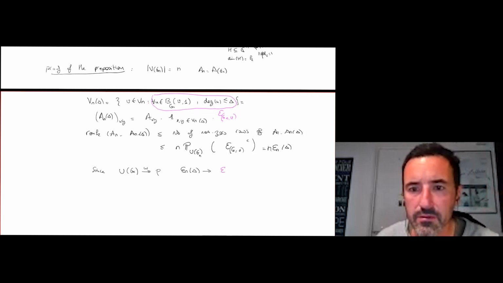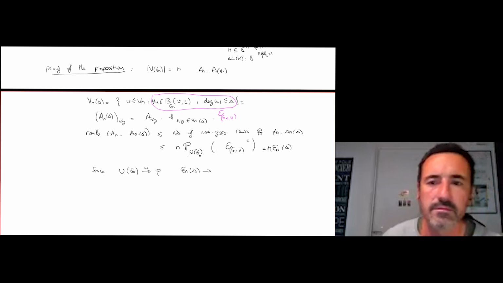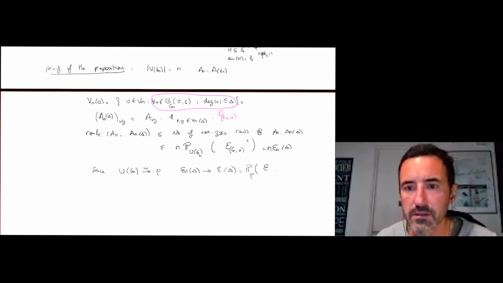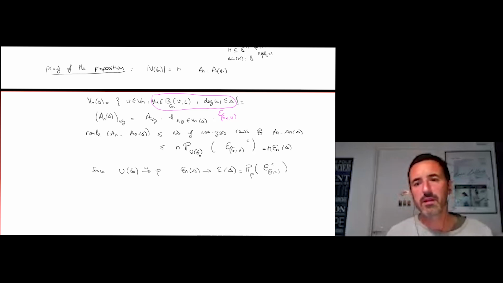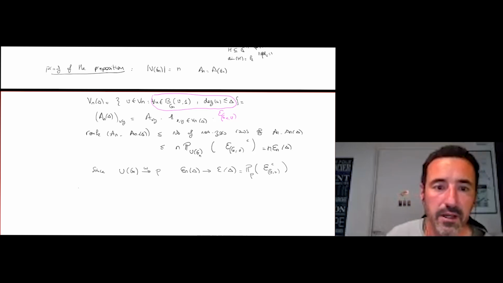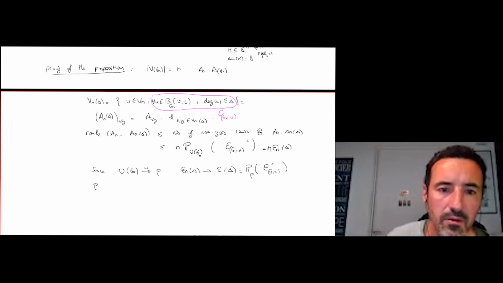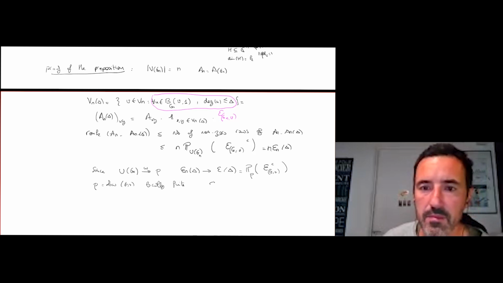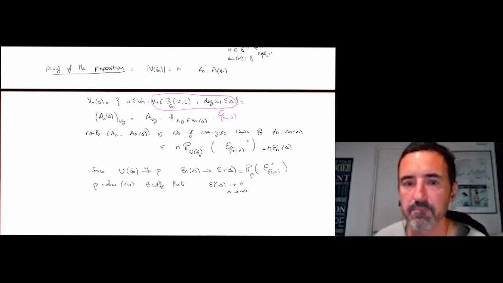ε_n of δ converges to ε of δ, which is the probability under ρ that the ego complementary out. Since ρ, which is a law of a locally finite graph, meaning that all vertices have bounded degrees, ε of δ goes to 0 as δ goes to infinity.